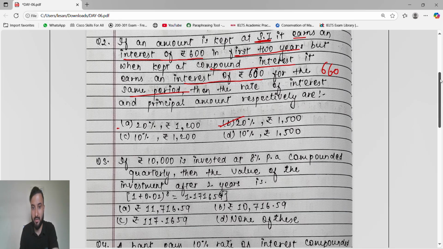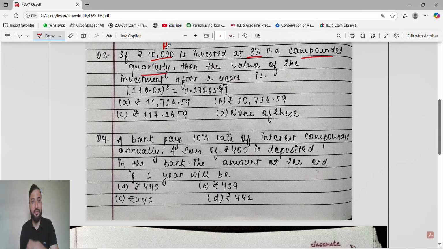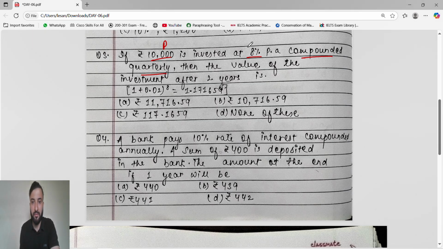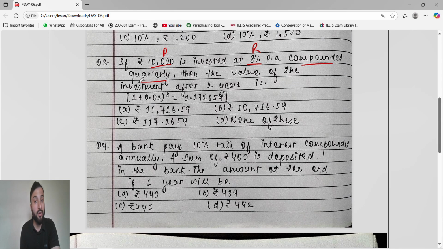Important question. Now next, 10,000 is invested. So what do we invest? Obviously the principal. The principal is invested at 8% per annum compounded quarterly. So this is the principal, and 8% per annum is R, compounded quarterly. Then the value of the investment after 2 years. Time is 2 years. So guys, value of investment means you have to find the amount, not the compound interest.